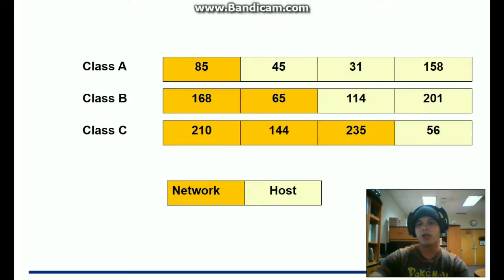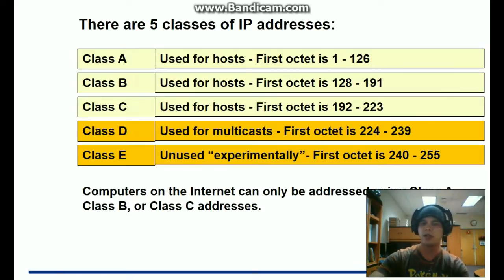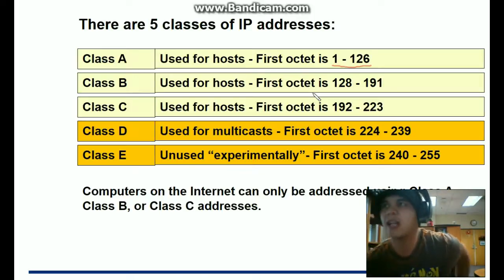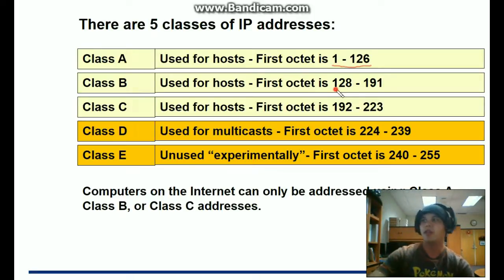So how do we know, based on the numbers of an address, if it is a Class A, Class B, or Class C address? Well, here it is right here. If the first octet begins with a 1 to 126, that is a Class A address used for hosts. If you see a 128 to 191, automatically Class B. Class C, 192 to 223. These other addresses right here, Class D and Class E, are used for multicast and experimental networks, but they cannot be used on the internet by a host.